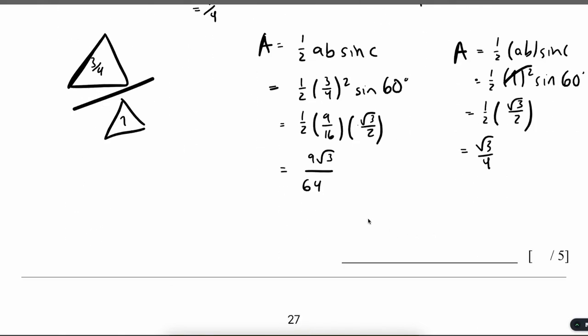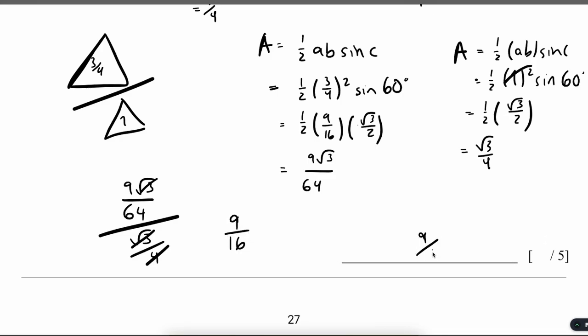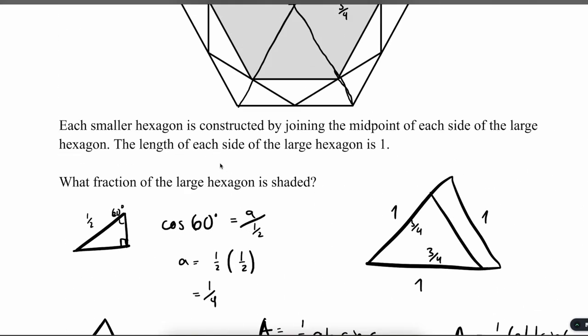So we need to turn this into a fraction by doing 9√3/64 divided by √3/4. The √3's cancel on both sides, and we can multiply both sides by 4, so that would make this cancel here, and then if we multiply this by 4 we get 9/16. So our answer is 9/16. You do get 9/16 over 1, but obviously the 1 doesn't count, so we get 9/16. That's our fraction of the hexagon that is shaded.